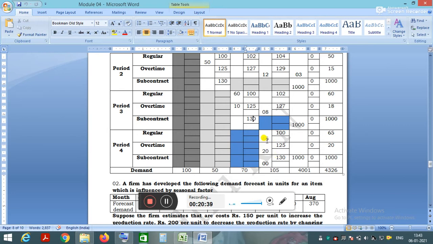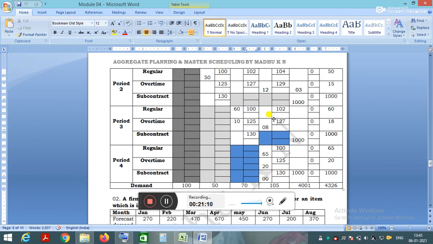We can produce 65 units at a cost of 100 rupees in the regular time, and then in the overtime we can produce 20 products at a cost of 125. Total products manufactured were 85, but our demand is 105. The remaining 20 products are to be manufactured. If we give them the subcontract, it costs 130 rupees. Instead of that, we produce at 127, which is less than 130.